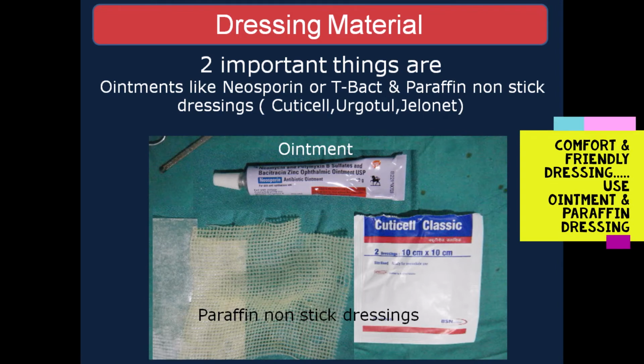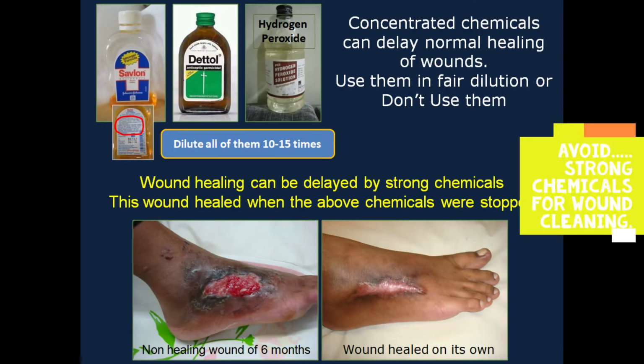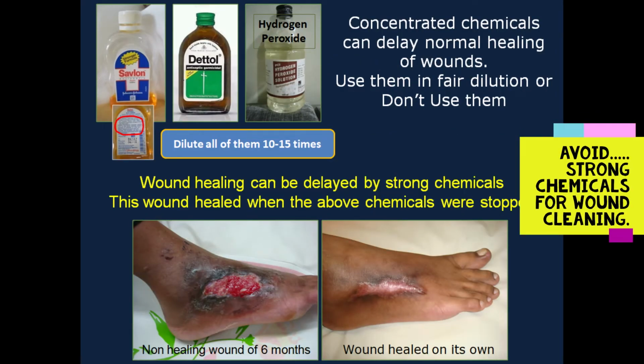Now, when we do the dressing, it is important to use an ointment which is antiseptic, and also use a dressing which does not stick. It's important not to use strong chemicals because they can prevent the wound from healing. Like in this patient, only when these substances were stopped, nothing else was done, and the wound healed. So these chemicals need to be used in high dilution or not used at all.